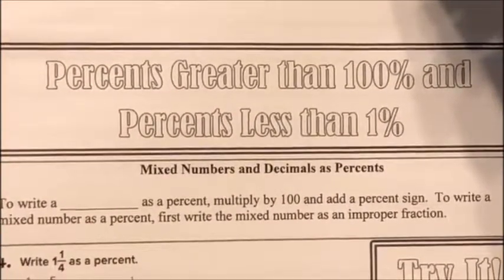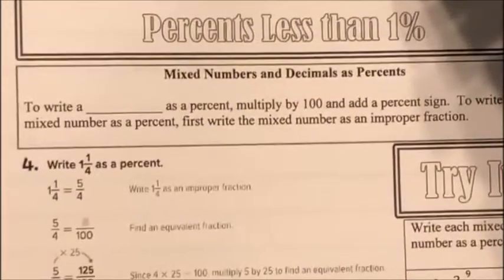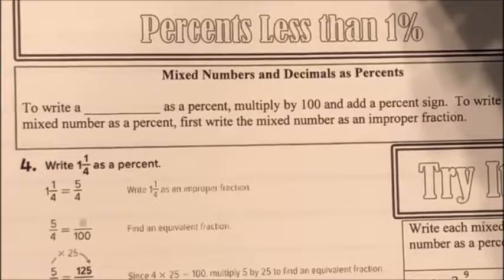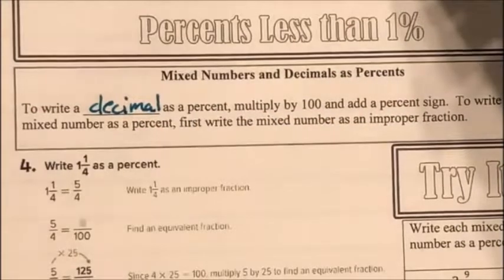Now on page 33 is the second portion of our lesson, percents greater than 100% and percents less than 100%. So I first went from percents to decimals and fractions. Now I'm going to go from mixed numbers and decimals to percents. To write a decimal as a percent, I multiply by 100 and add a percent sign. To write a mixed number as a percent, I first write the mixed number as an improper fraction. So let's take a look at some examples.